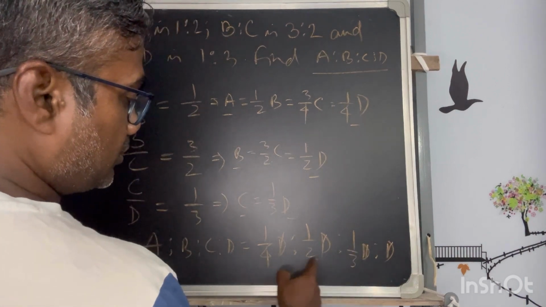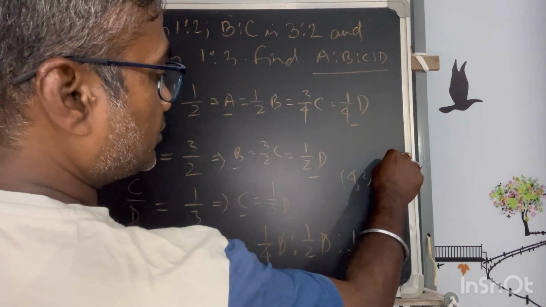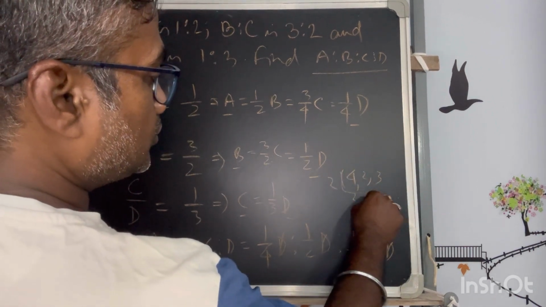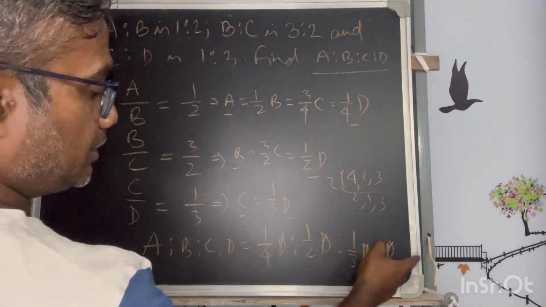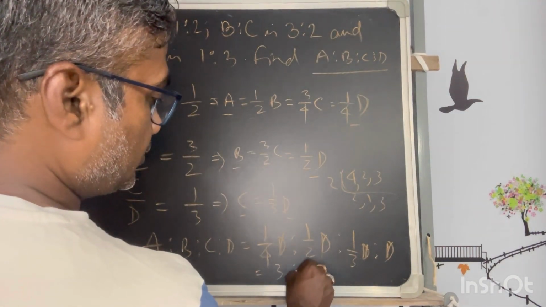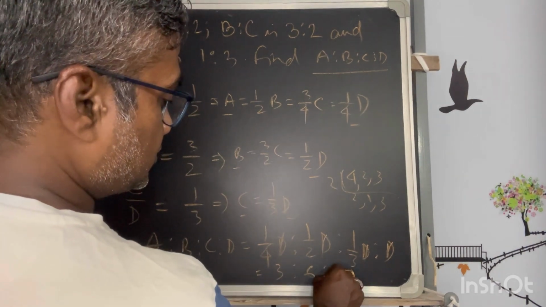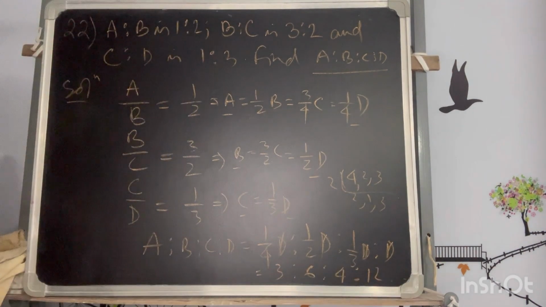So out of this, what is the LCM of these? It is 12. So you have to multiply all this with 12. So this will convert into 3, this 12 you will get 6, this 12 you will get 4, and this will get 12. So that is the earlier ratio. So this is another method of doing it.